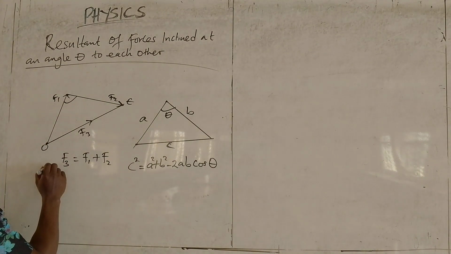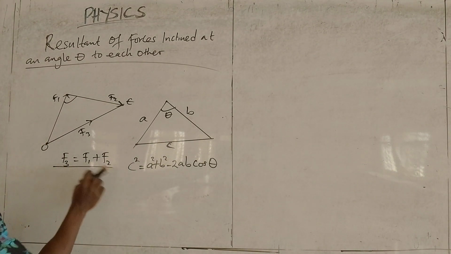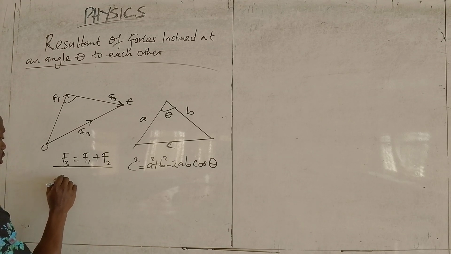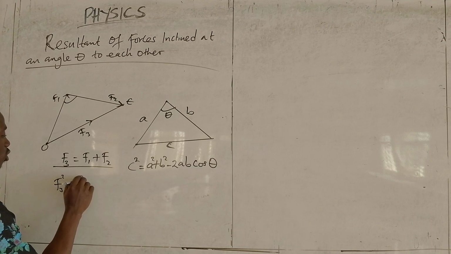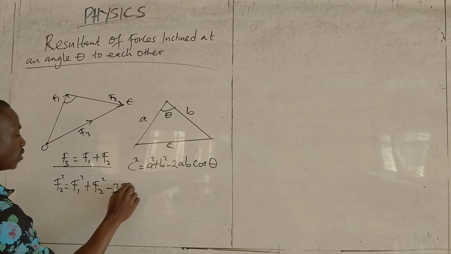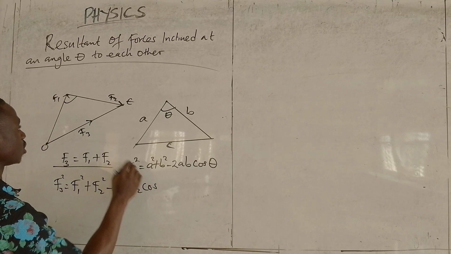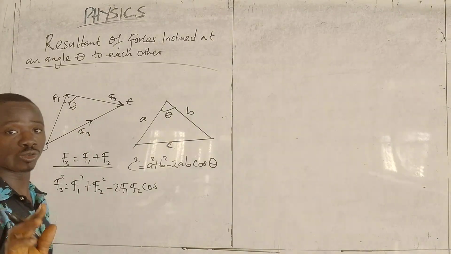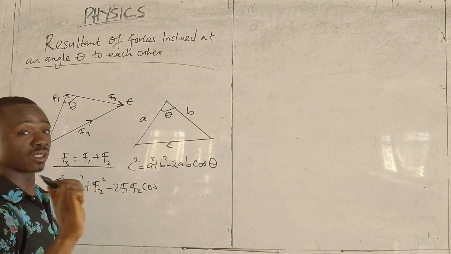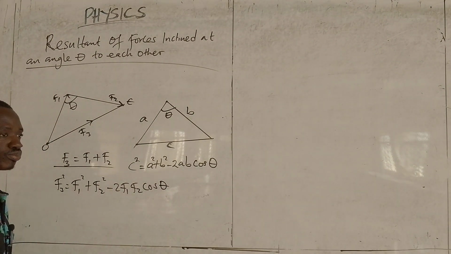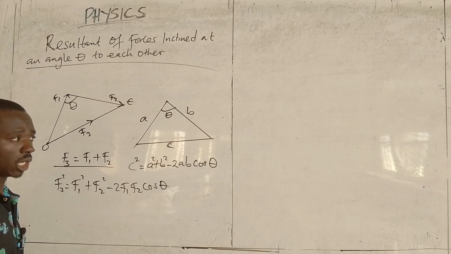So that is what this also means. It's not just algebraic addition, such that F3 squared is equal to F1 squared plus F2 squared minus 2 F1 F2 cos of the angle theta between F1 and F2, the two forces whose resultant is to be found. So there must be an angle between them, so that's cos theta. All right. Are you following?